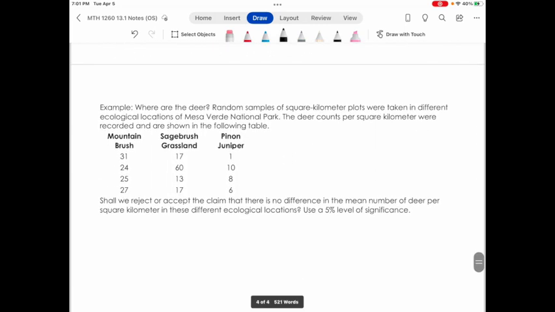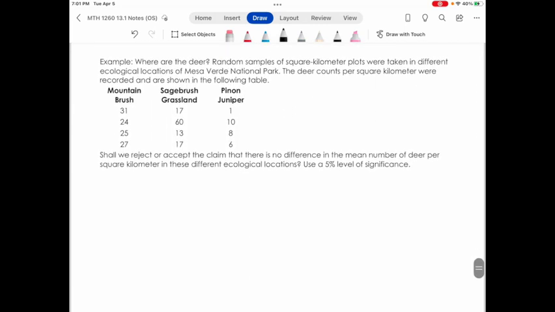Okay, let's go on to the last example. Okay, it says, where are the deer? Random samples of square kilometer plots were taken in different ecological locations of Mesa Verde National Park. The deer counts per square kilometer were recorded and shown below in the following table. Shall we reject or accept the claim?